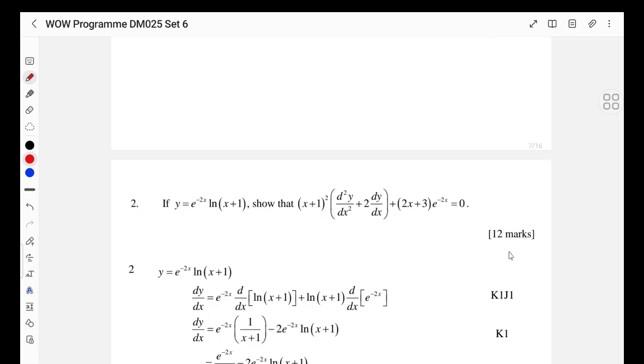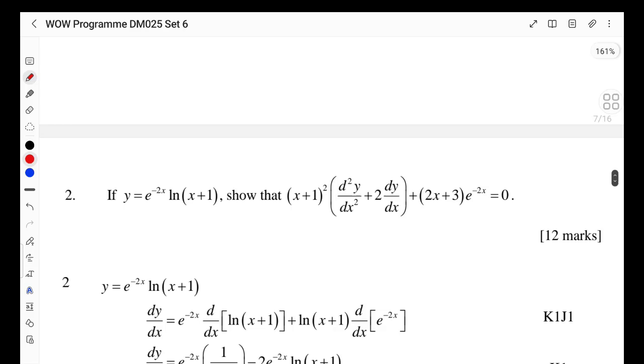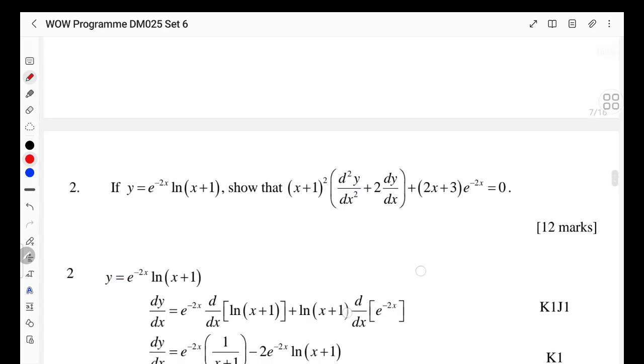Next, question 2. If y equals e to the power of negative 2x times ln(x plus 1), show that this function is equivalent to 0. First things first, you need to find your first derivative and your second derivative. So this is your function.